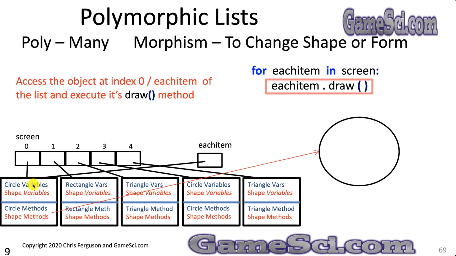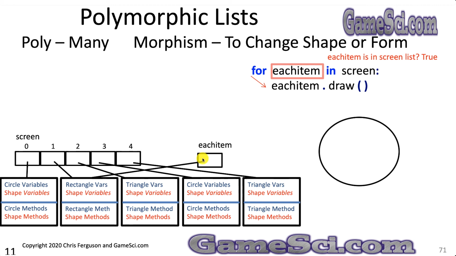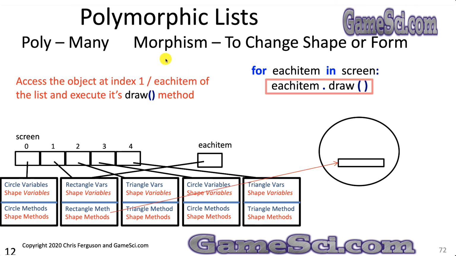If I'm a circle object in slot 0, if each item is pointing to a circle object, the circle object will draw a circle. Looping back up, bump to the next each item in the shape list. Each item just moved over to slot 1 of the list. Each item is definitely still in the list. You can still see it's pointing to an object. So each item in the shape list is a true statement. I will go inside the code and execute the draw. Access the object at index 1, or each item in the list, and execute its draw method.